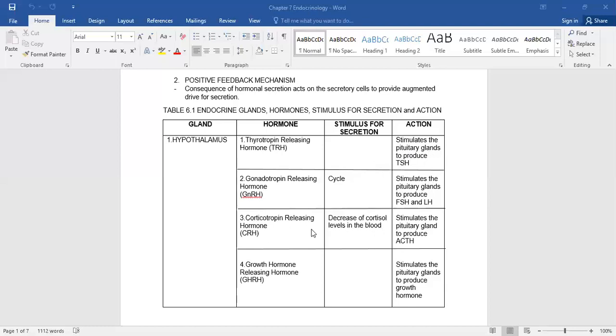Then we have the corticotropin releasing hormone. When its stimuli is decrease of cortisol levels in the blood, and it stimulates the pituitary glands to produce ACTH. By the way, the hypothalamus is located in the brain. So, and you already know what is its function. And then we have the growth hormone releasing hormone, which doesn't have a stimulus. However, its action is to stimulate the pituitary glands to produce growth hormone.